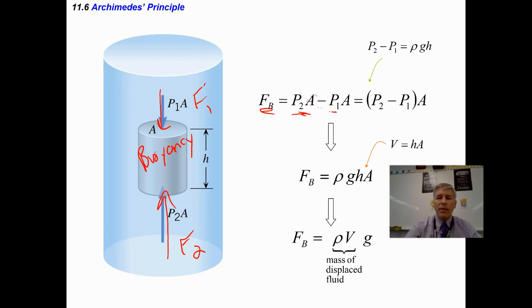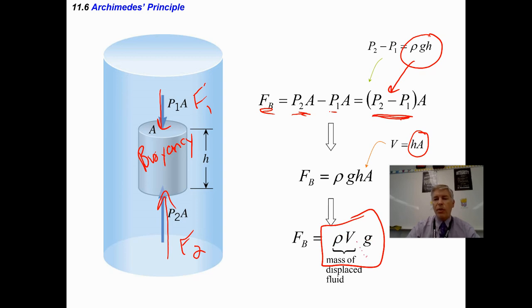Well, if I factor out the A, I know that P2 minus P1 is equal to rho g h. So I could plug that in. I know that h times A is really just the volume of this object. So there's the volume, and I can replace it, and sure enough, on the right side you end up with the weight of the displaced fluid, because this is mass times gravity, and that is the buoyant force acting on it. So Archimedes' principle really just comes directly from the concept of pressure.